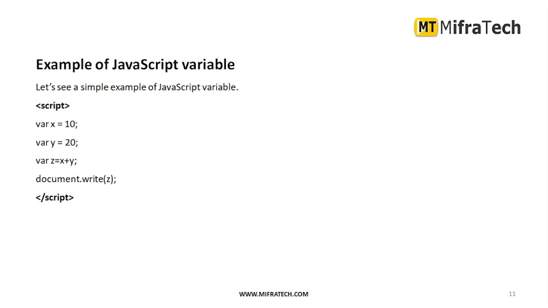Then here are some of the variables we are seeing in the examples. var x = 20, var y = 20, var z = x + y, the addition of two numbers. When we write document.write(z), it will perform the addition operation and be displayed as the total output, 30. 10 plus 20 is 30, because we have declared variable x as 10, y as 20, and we are performing an addition operation for variable z, x plus y. The output of document.write(z) will be 30.